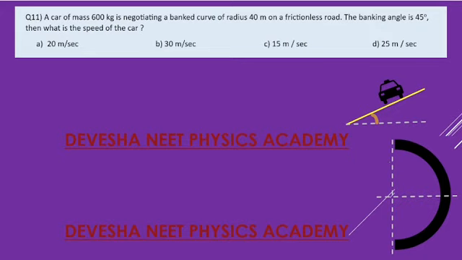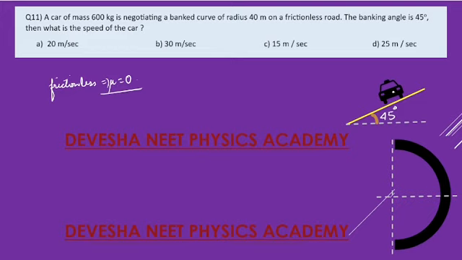Question number 11. In this question, it is given that a car is on a banked curve, right? And what is the banking here? Which is 45 degrees, right? So it means that this particular road is not flat, it is inclined to the horizontal by 45 degrees. And one important thing is that friction is absent. So this is frictionless. So it means we have to ignore mu in this case, right?